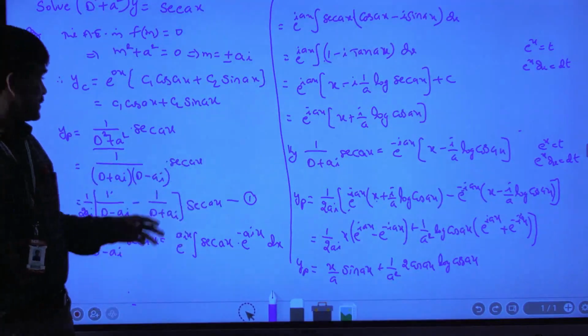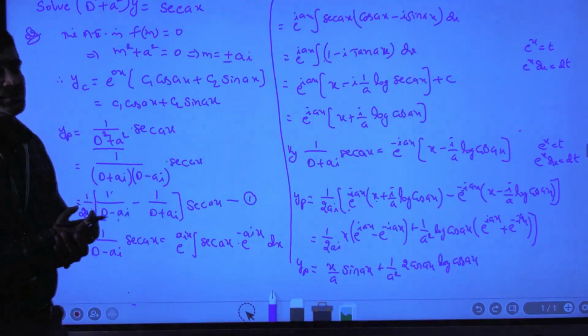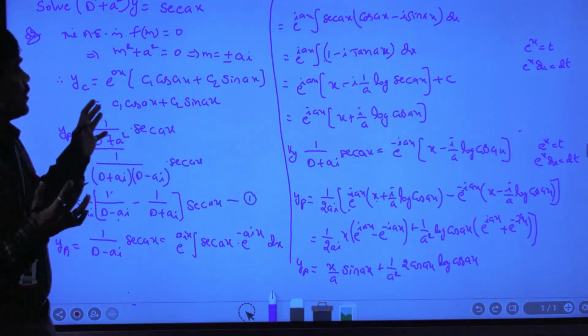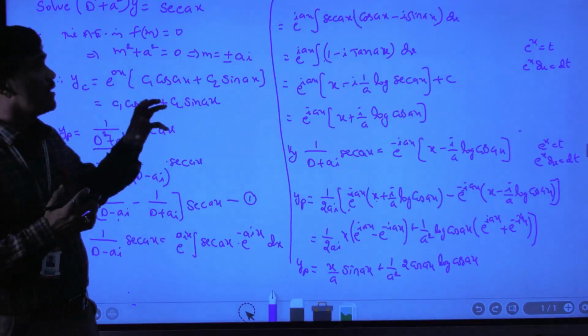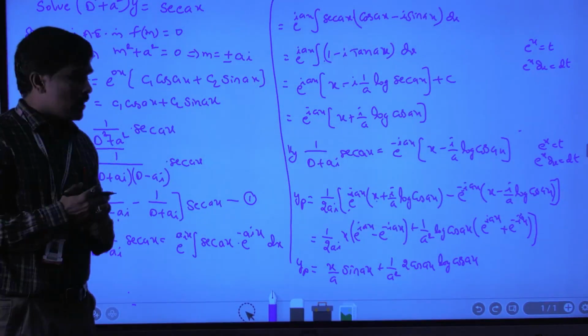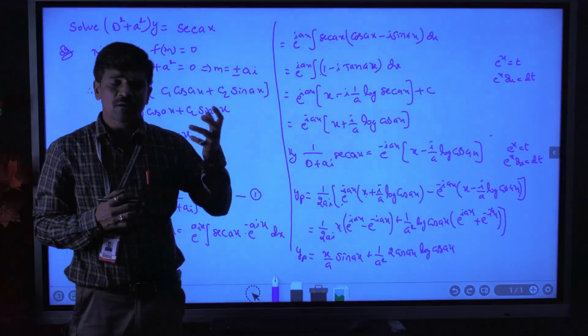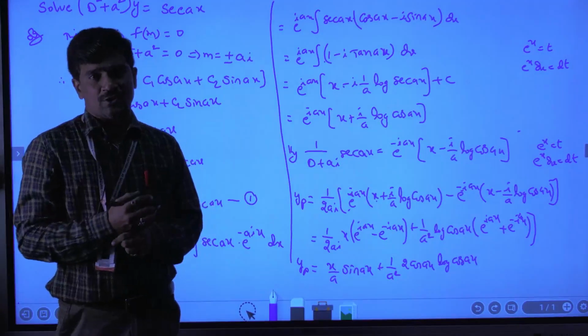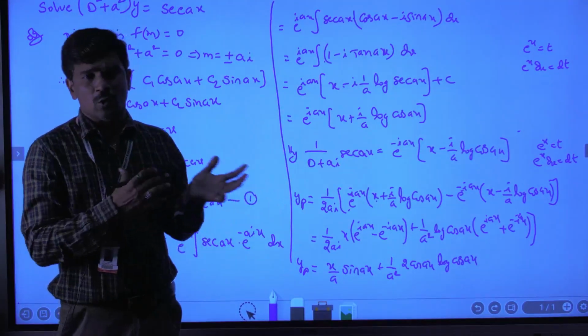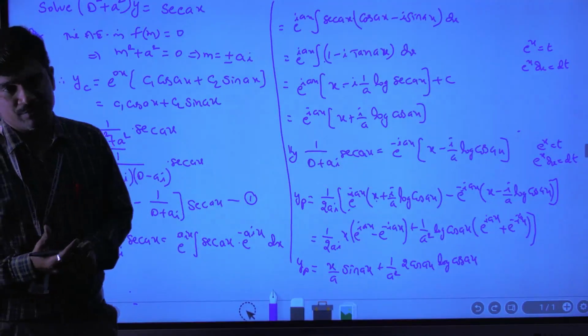So finally we write y is equal to yc plus yp. That is the general solution. So that is how the differential equation can be solved by using the general method. Next class we will discuss Legendre's equation: what is Legendre's equation and how to solve using it. Thank you.